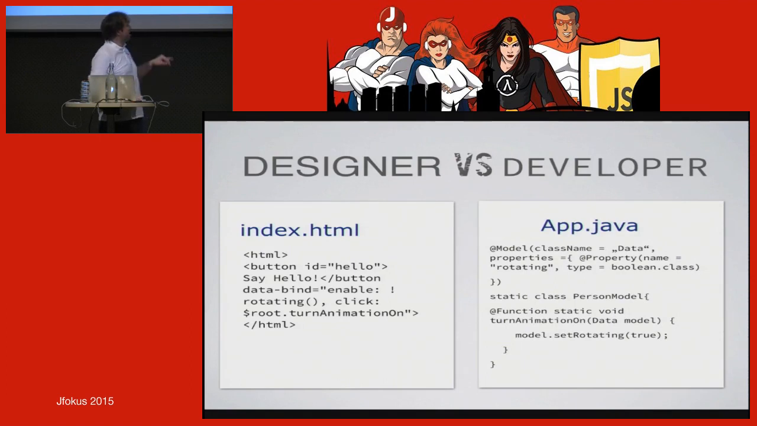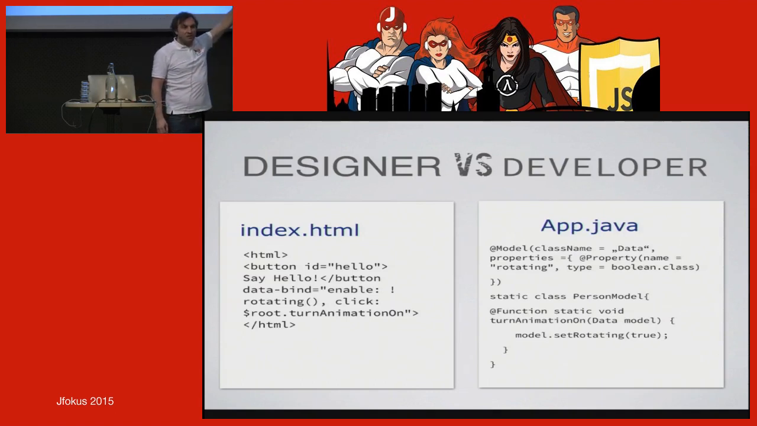So on click, we will call this method turn animation on. And here you can see the method definition. It is defined also, again, with an annotation. And this is the code that is going to be called: model set rotating true.